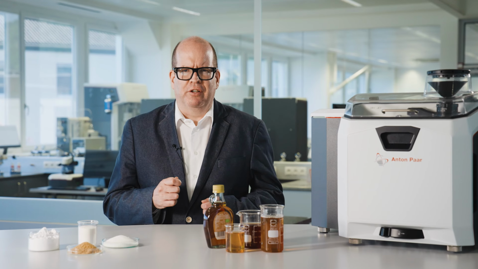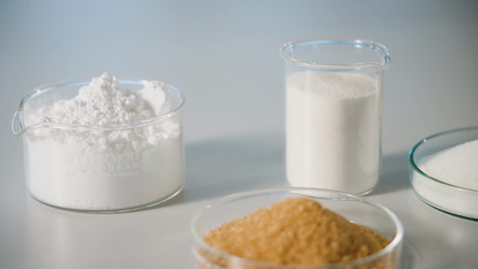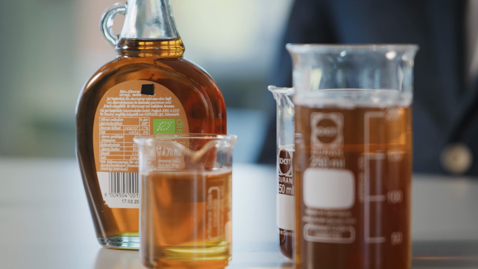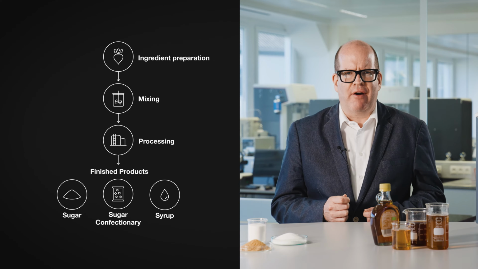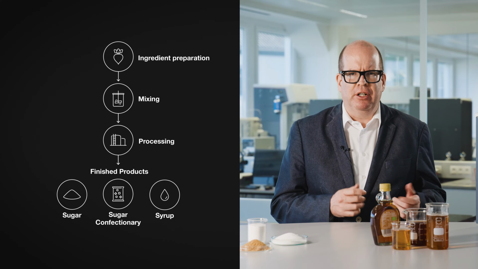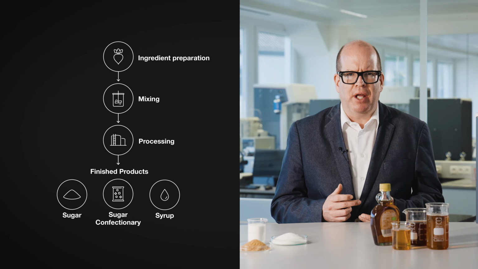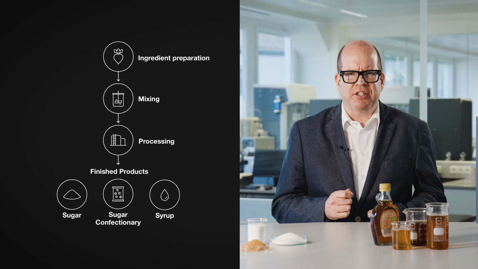Whether in the production of sugar itself or of sugar confectionery, quality control is paramount. From raw ingredients to the polished product, Anton Paar instruments are there every step of the way. From harvesting, crushing and juice clarification to evaporation, crystallization, centrifugation and drying, every step must be perfectly executed.